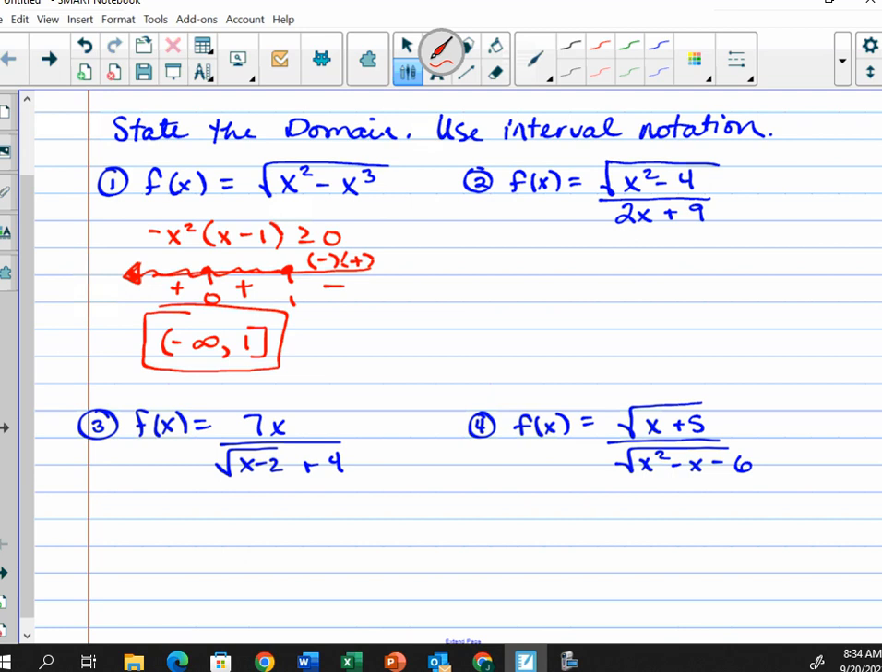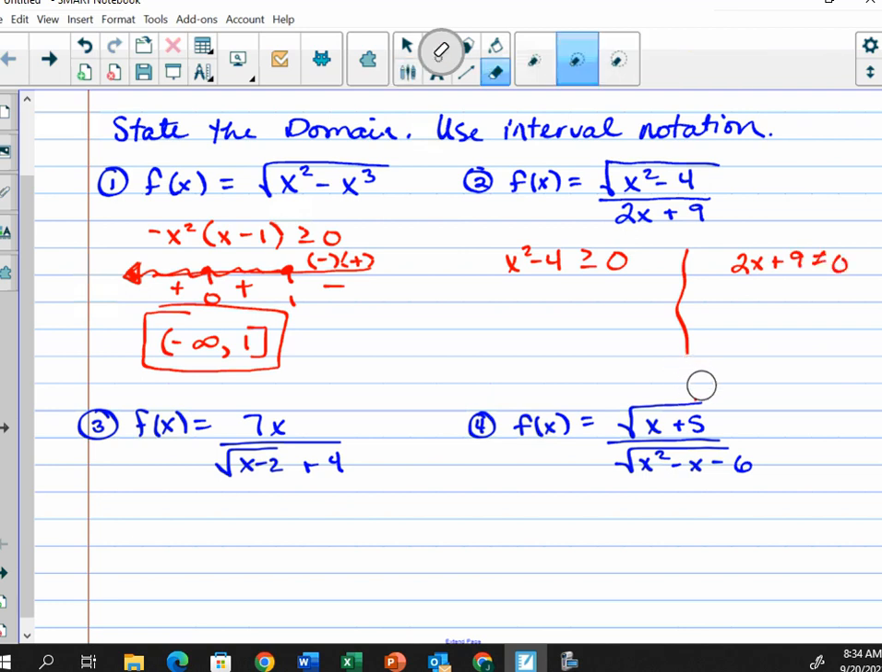All right, number 2, you've got 2 things you have to think about. You have the numerator, so the x squared minus 4 has to be greater than or equal to 0. And also 2x plus 9 cannot equal 0. You've got both of those pieces you have to figure out, and you have to put them together. So the 2x plus 9 one, that's easy, right? X cannot equal negative 9 halves. We're okay with that? Okay.